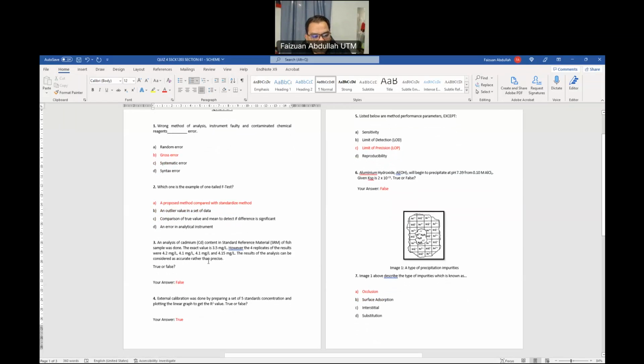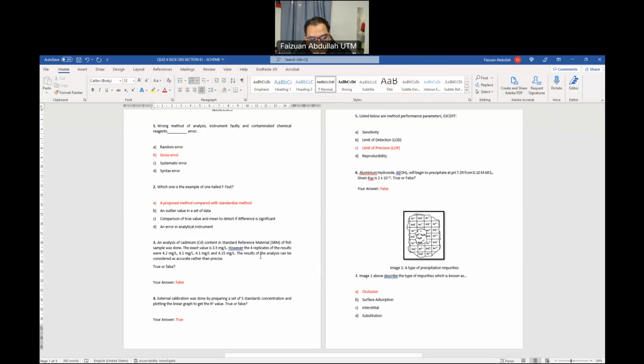Okay. And then question number three is an analysis of cadmium content in a standard reference material. This is a standard. We know the concentration. The reason that we use standard reference material is to test our method or our instrument. We know the exact concentration of the cadmium, for example, in the standard reference material, and we want to test whether our method and our instrument are okay or not, whether they can detect the exact value or not. So the exact value is 3.5 ppm or 3.5 milligram per liter.